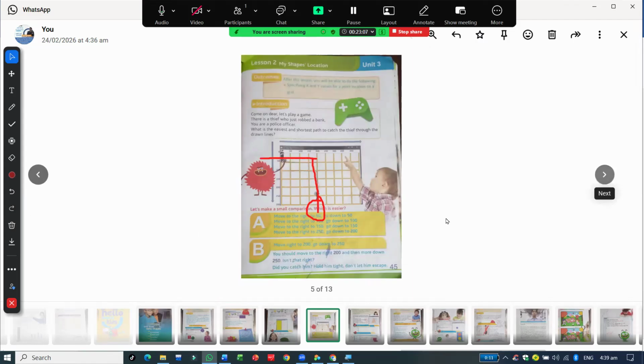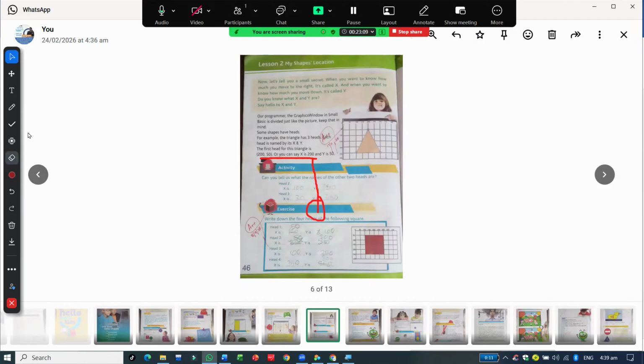This is our next page, page number 46. You have something like that. Already this is provided, but you will check by yourself, like we have seen the rectangle in front of you.